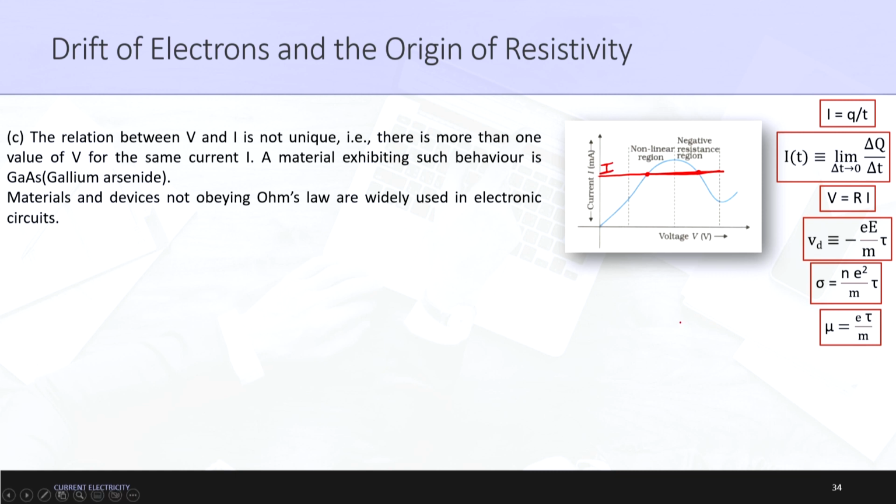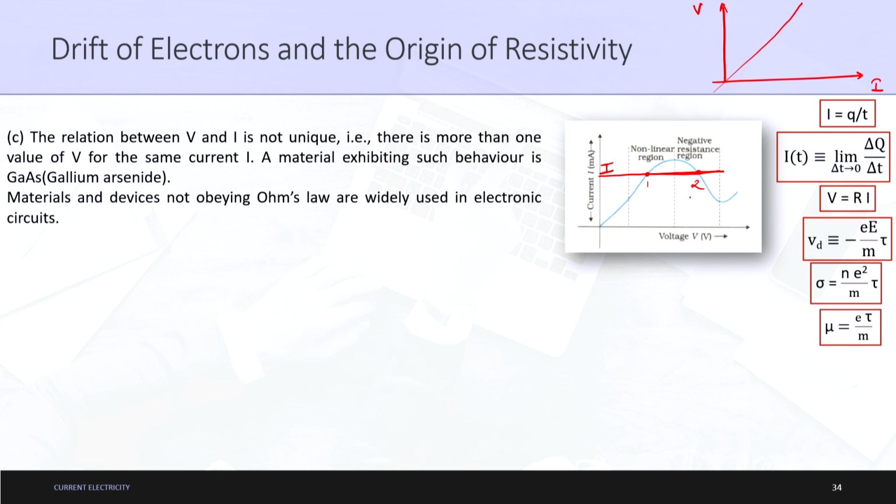This is not the case in every situation, because if Ohm's law is valid, the resistance just keeps on increasing. There is no deviation in either sense. If I take the voltage here and the current here, and this is happening, then this is also a deviation from Ohm's law. Hence, the relation between V and I is not unique. That is, there is more than one value of V for the same current I, as I already explained. A material exhibiting such behavior is GaAs.